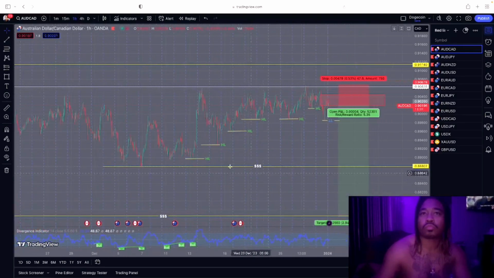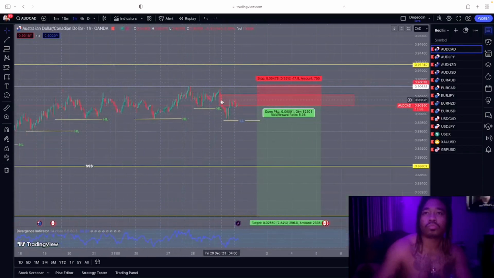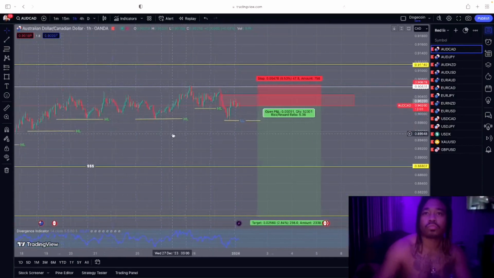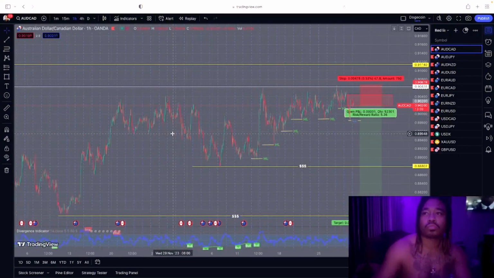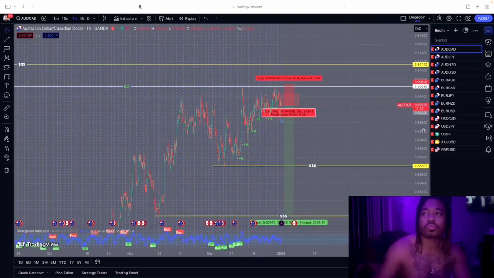You know what I'm saying? If it wants to keep going to the second one, I'll just ride it out and take some partial profit out of there. And yeah, this is a 1 to 5.3 setup, I think. And you know, this was on a Monday.